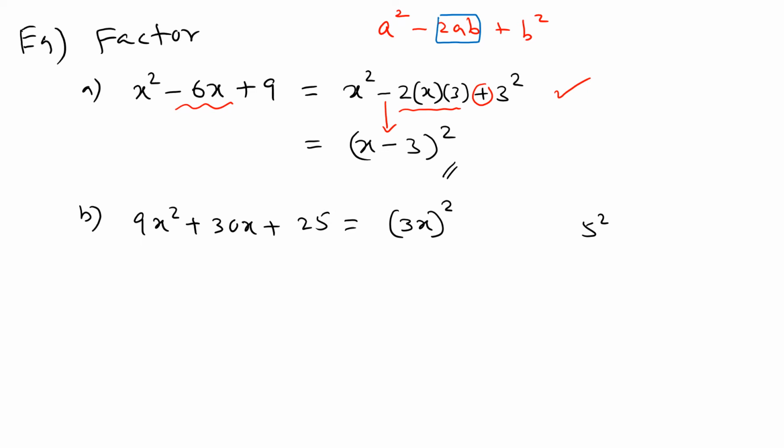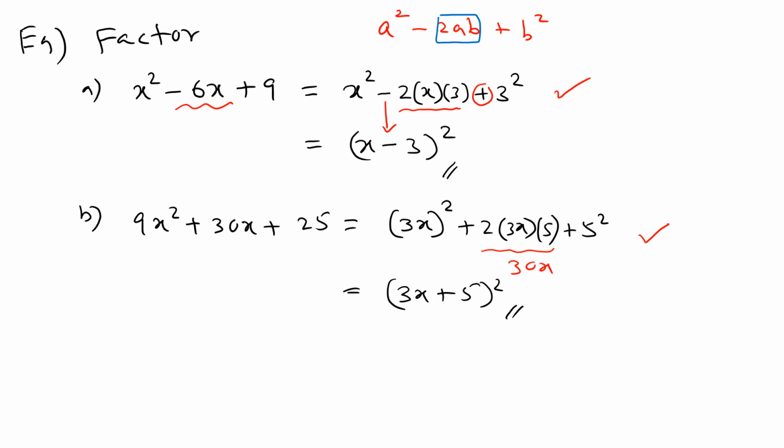And then we try to generate the middle term. So it is plus 2 times a and b. And then you can see that this actually equals 30x. So that means yes, that's the right format. So that means the answer would be a plus b squared. So it's 3x plus 5 squared. You can write it like that.